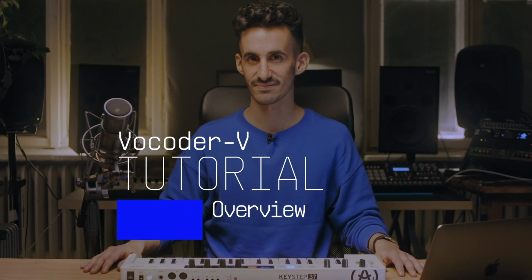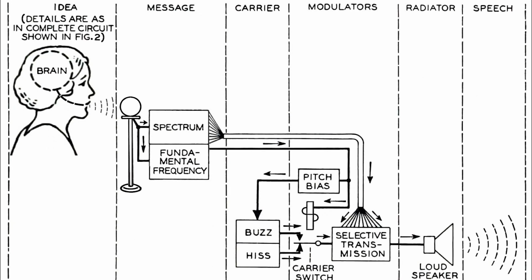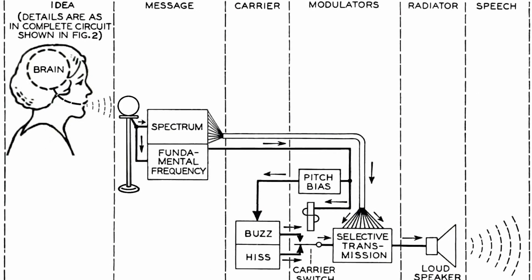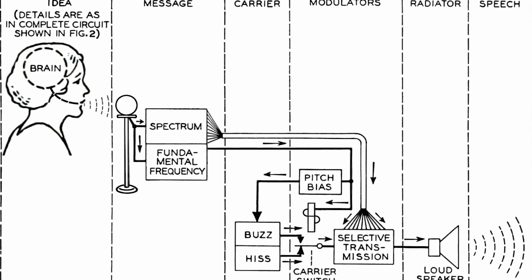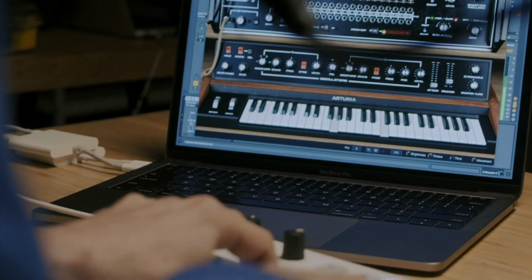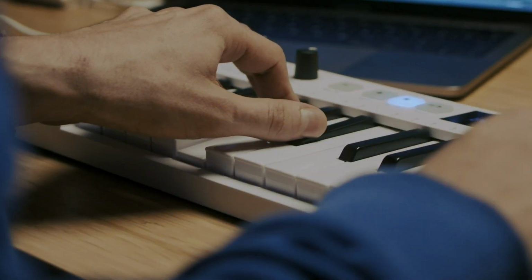Let's check it out. The vocoder sound usually consists of two parts: a carrier, which is usually a synthesizer, and a modulator, which is usually a voice. The combination of these signals is what creates the classic tuned robot voice heard on so many records. Vocoder V combines both of these signals for an all-in-one vocoder toolkit and then beyond.